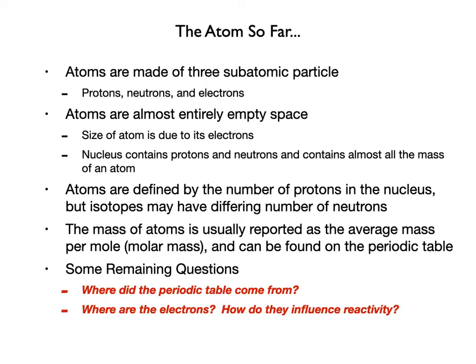And at this point, we have some remaining questions. Where did this periodic table come from? And where are the electrons associated with an atom, and how are they influencing reactivity? And so we'll talk a little bit about this first question, and it'll take us a little bit longer to answer those second and third questions. So first of all, where did this periodic table come from?